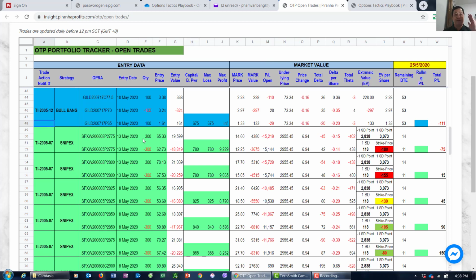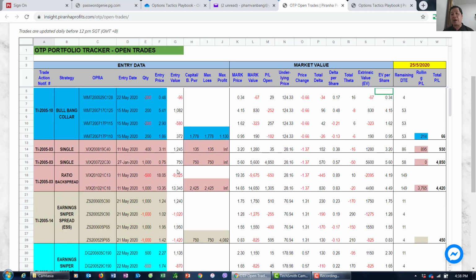First of all, the first column now is a trade action notification number. Remember, every time I send out a notification of the new trade, I always tag it as TI, which is trade idea, year, month, and the numeric number for the trade during that month. So right now, for example, I have several open trades. The first one is tagged as a TI 200510. So that means this is the number 10 trade that I sent out during the month of May 2020.